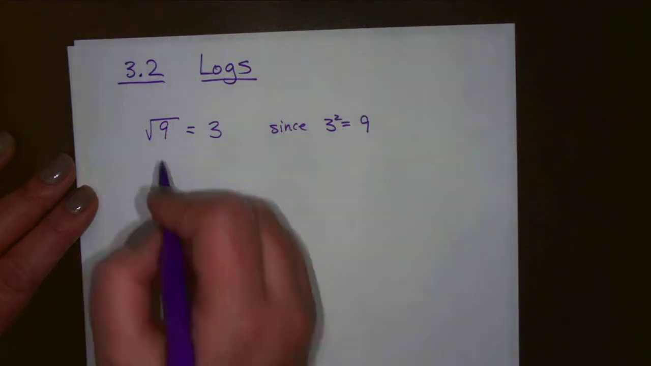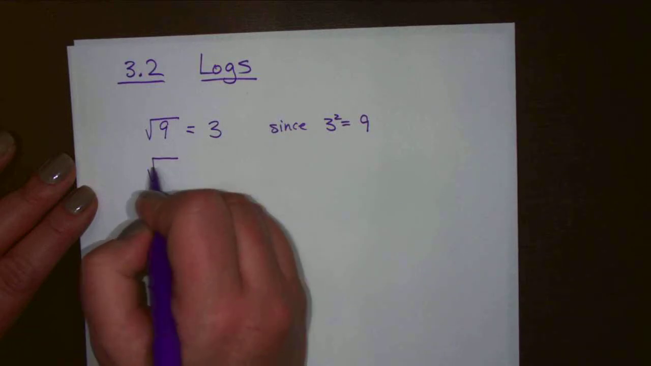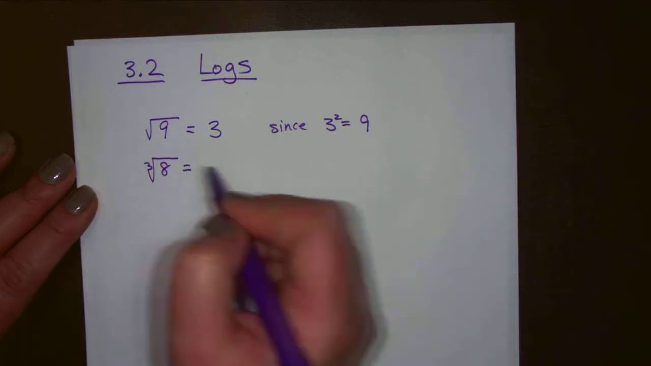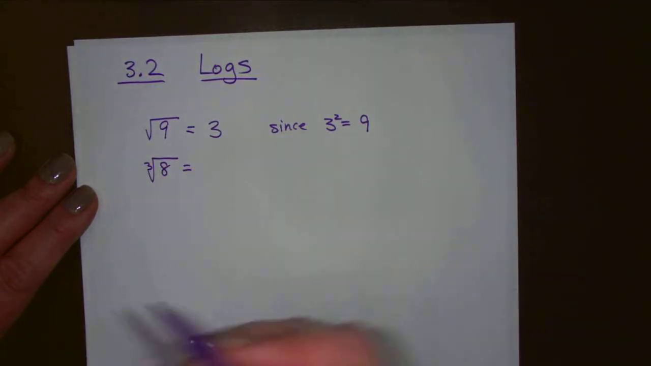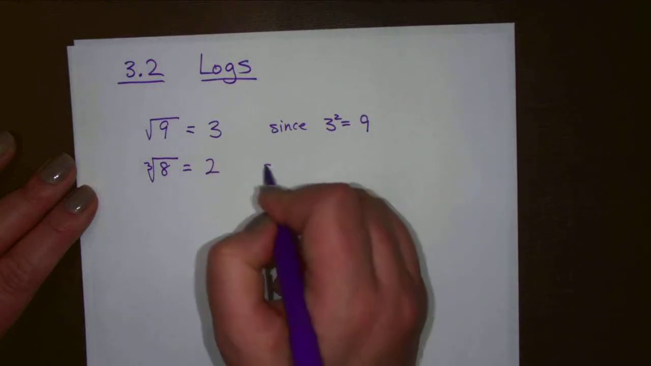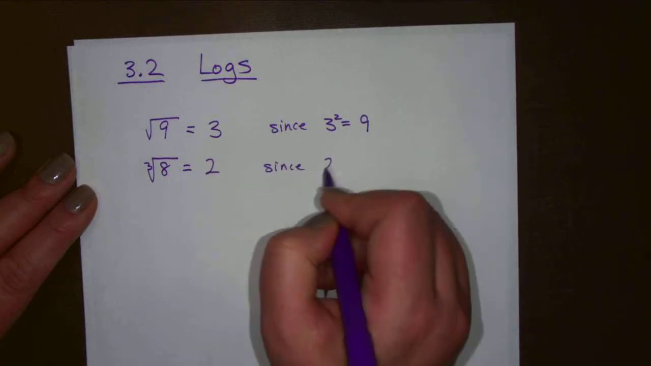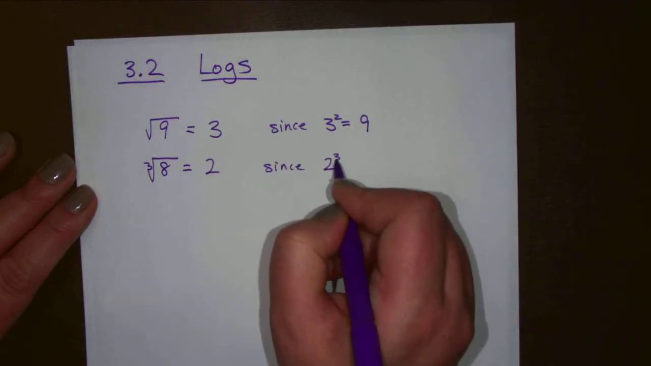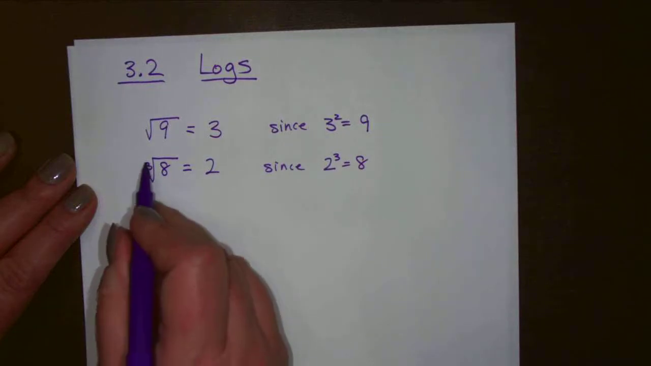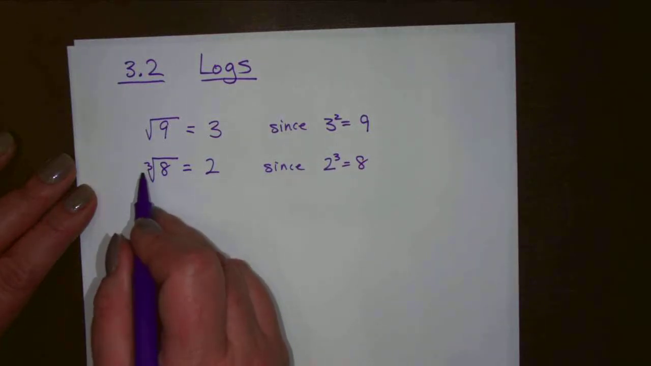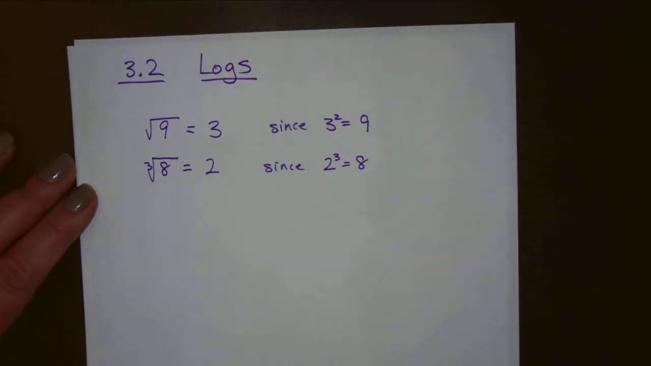What about a cube root? Like if we said the cube root of 8, what's the answer to that? 2. Why is it 2? Since 2 cubed is 8. And that cube is saying, what 3 numbers, the same 3 numbers, multiply to give me 8? Okay? Logs are the same, except you're looking at the powers. So we just looked at the powers, and that's all logs are.